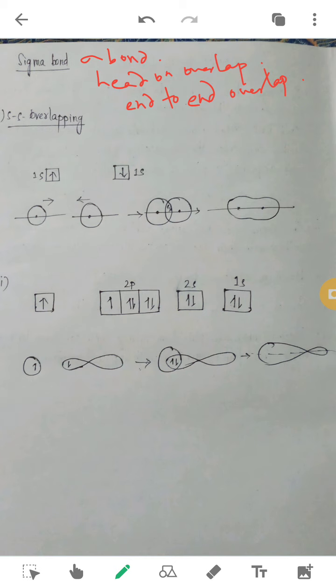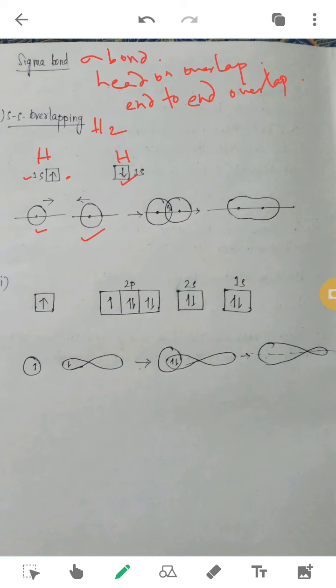For that, the best example would be the H2 molecule. Suppose for one H atom we have one s orbital with the electron having one of the spins. Now for the other H atom we have the opposite spin. Now when this comes together, the two s orbitals approach each other and have a head-on overlap.